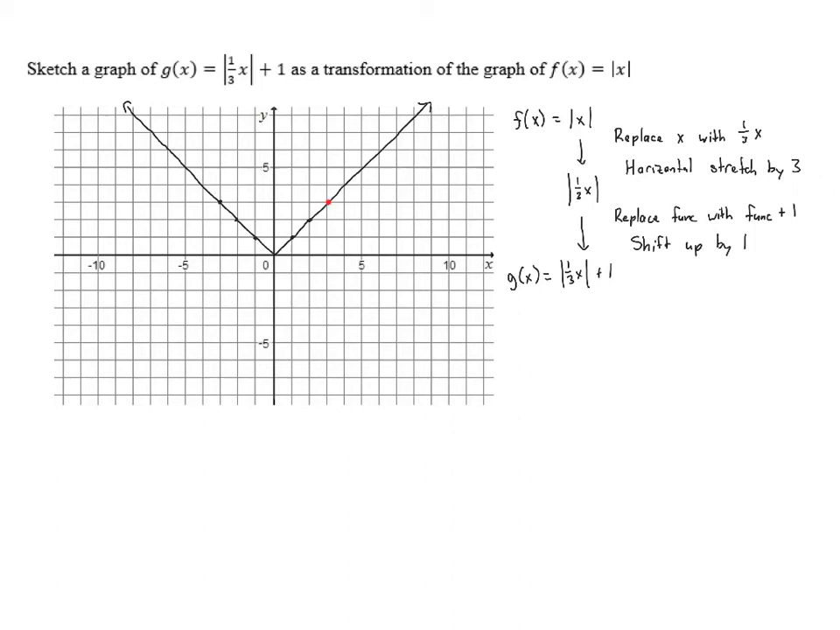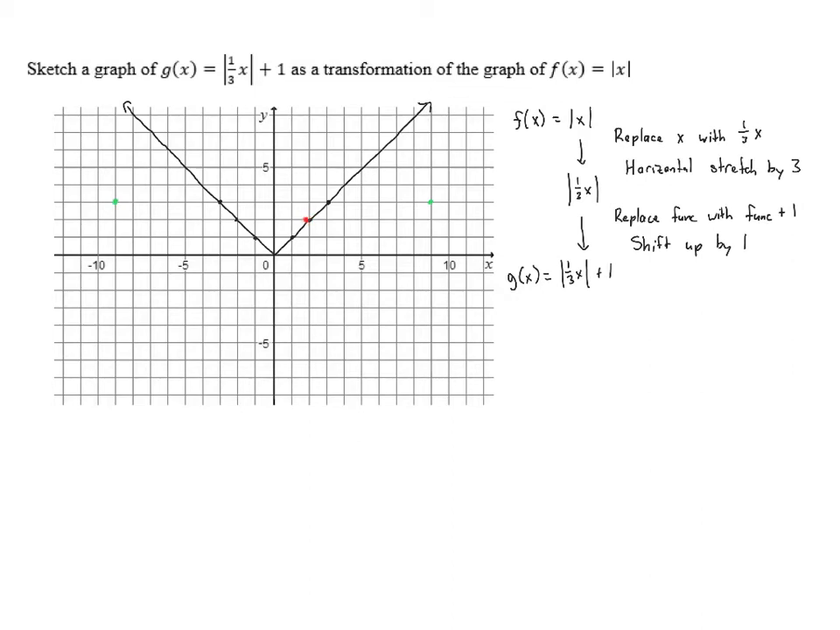So every point on this graph needs to be stretched away from the y-axis by a factor of 3. So this point is 3 units away from the y-axis. If we stretch it out 3 times that much, it's going to end up being 9 units away from the y-axis. And the same is true for the point on the left-hand side. If we stretch it 3 times as far, it's going to be 9 units away, but on the left.